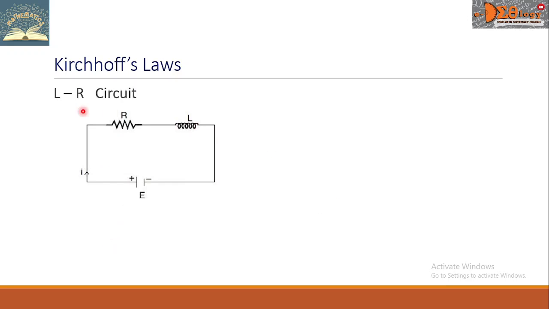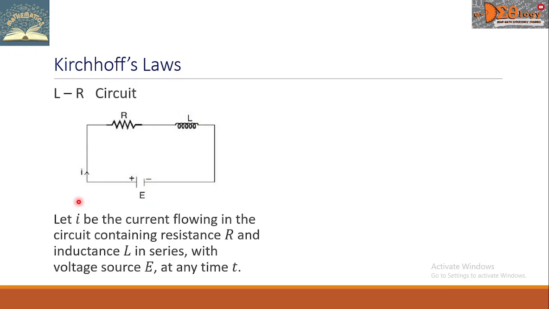Now let us consider this illustration. We call this LR circuit. Let small i be the current flowing in the circuit containing resistance capital R and inductance capital L in series, with voltage source capital E at any time t. By voltage law, we write capital L times di over dt plus R times I equals E.